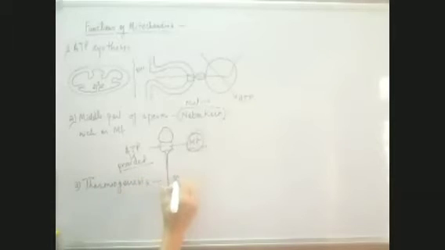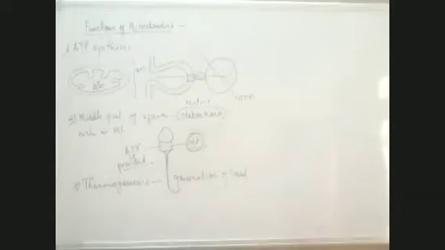Thermogenesis is generation of heat. Mitochondria is, because see, heat is always related with energy. Heat is a form of energy. So mitochondria is the organelle which produces heat. That means it helps in the genesis of heat also.